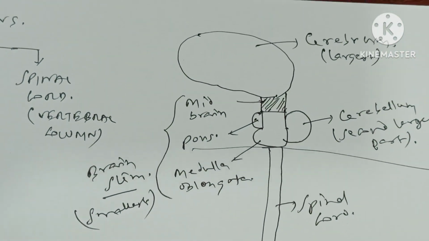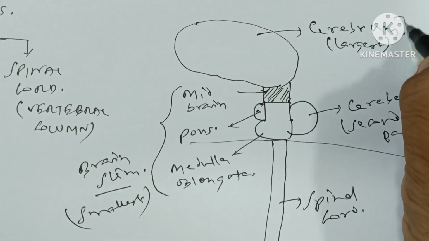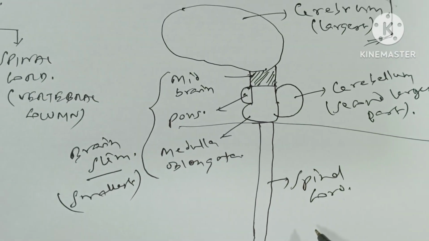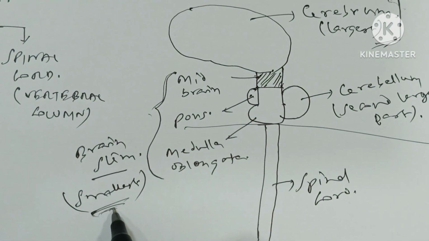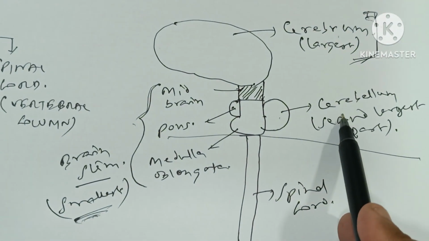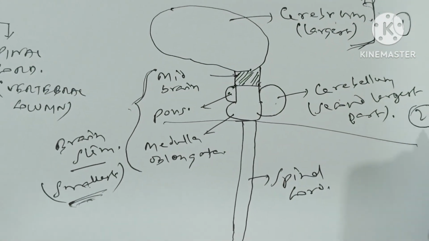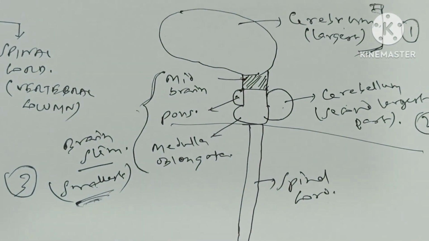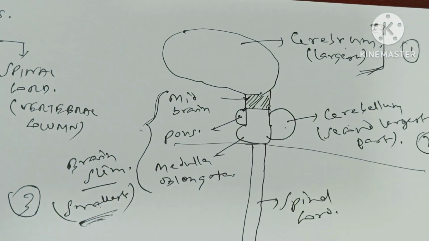So, what are the three parts of the brain? The three parts of the brain are the cerebrum, then the brainstem, which is the smallest part of the brain, and next the cerebellum. So, cerebrum number 1, cerebellum number 2, and brainstem number 3 are the three parts of the brain. Then comes the spinal cord.